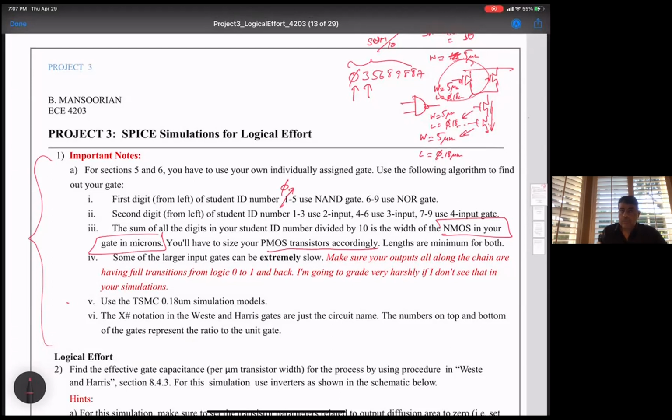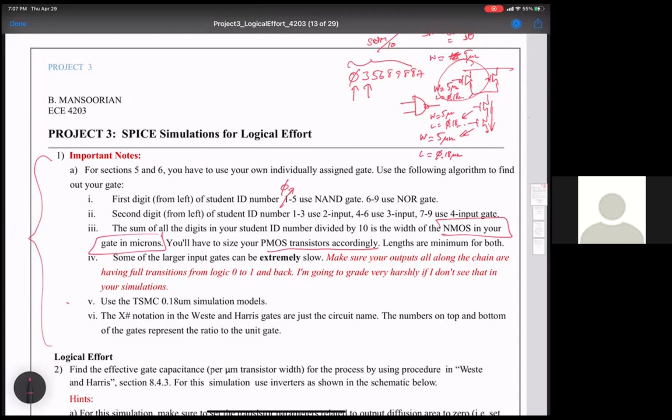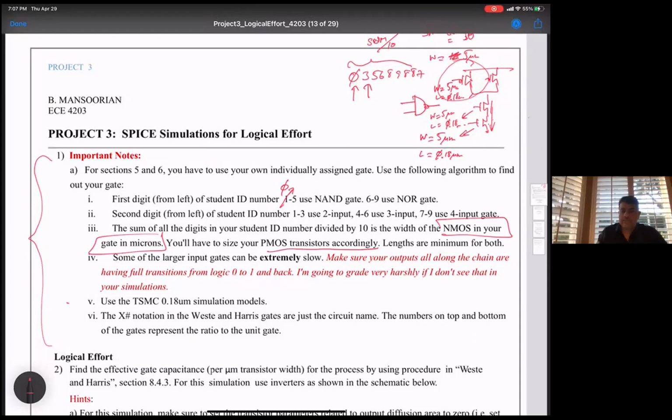This is one of my favorite projects. I've had it in a few different semesters. One thing that happens is, let's say you're unfortunate enough to end up with a 4-input NOR. Let's just forget about transistor sizes. A 4-input NOR is extremely slow. It's much, much slower than a 2-input NAND.